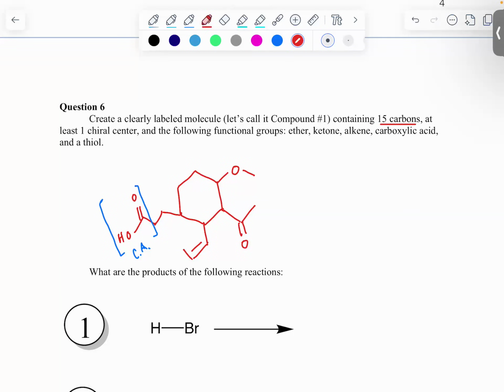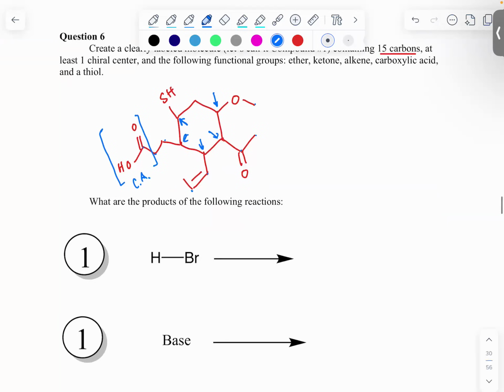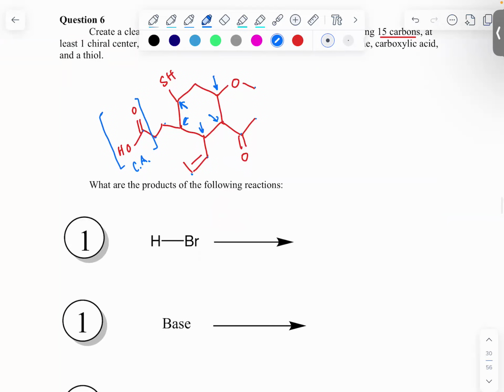And then finally we have a thiol. And then just to double check, I have at least one chiral center. I actually have 4, 5. And then 15 carbons, I have 6 in my ring, 7, 8, 9, 10, 11, 12, 13, 14, 15. So now we want to look at the products of the following reactions using what we have here.